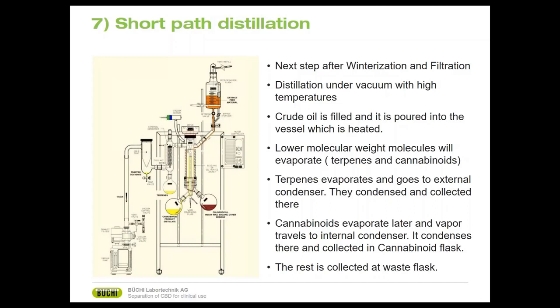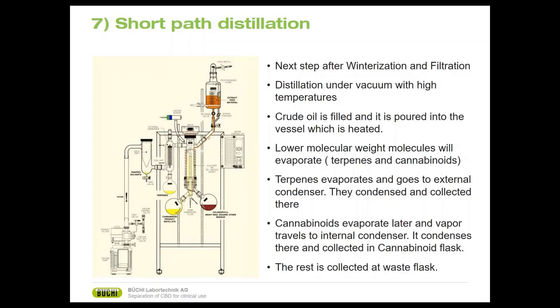Afterwards, the temperature of the heater is changed and the remaining oil is given to the system. Cannabinoids evaporate second, after terpenes, and the vapor travels into the internal condenser. It condenses there and is collected into the cannabinoid flask. The rest is collected as the waste flask. This is called falling film evaporation. During the run, you can't change the temperature. That's why you need to run the system twice. The first run will remove the terpenes, and the second run will remove the cannabinoids.